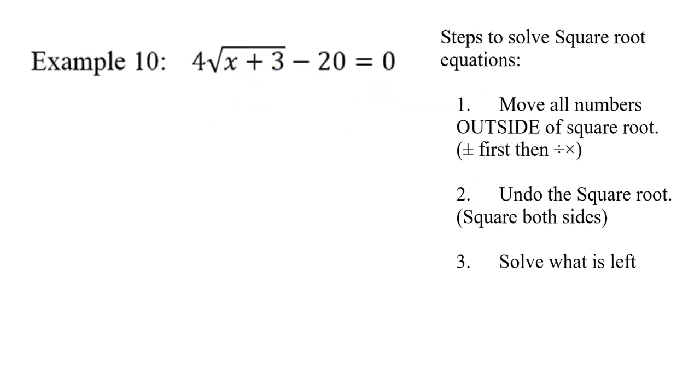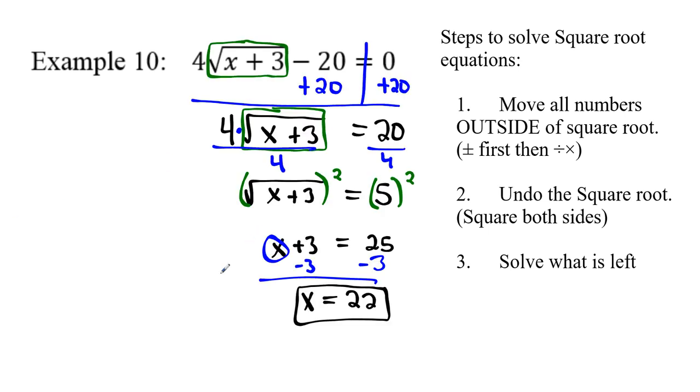Number 10, the last one. This is yours to do for all the marbles, whatever that means. So go ahead and pause this video and try this one out. Pause. And there you have example 10 all worked out. First had to add 20 to both sides, then divide by 4 to get the radical by itself. We squared both sides. That gave us x plus 3 equals 25. Then just solve what was left by subtracting the 3 over to get the x all by itself to equal my grand old age of 22.